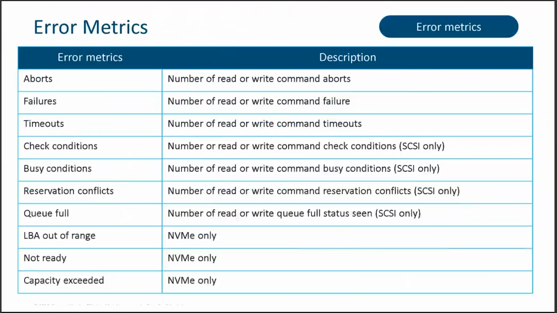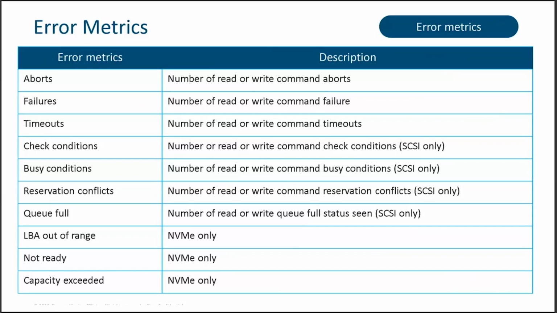Okay, so those were metadata metrics. The next is error metrics. So we have aborts, failures, timeouts, check conditions, reservation conflicts, and queue fulls for SCSI. For NVMe, we have LBA out of range, not ready, and capacity exceeded, right? There are some caveats with this. I'm not talking about that right now. We'll talk about that in one of the next sessions, especially the timeout metric. If you think about what happens when a command is received, but the response is not received, is it a real timeout or is it what the NPU sees as a timeout? That's the key to the answer. But I'll cover more details later.